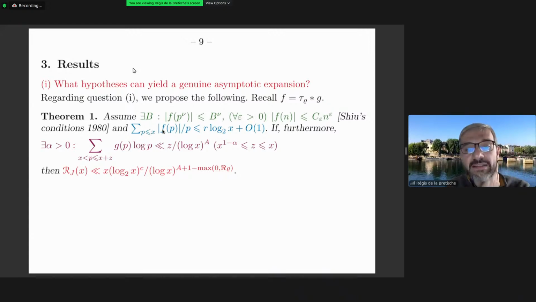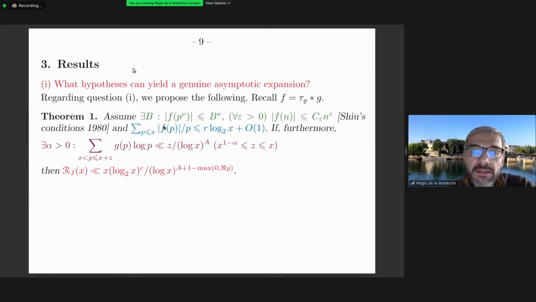And we assume that the mean value of f of p, which means the sum over p less than x of the modulus of f of p over p, is less than log x plus capital O of 1. So this is a weaker condition because we can accept some large values of f of p if they are rare.